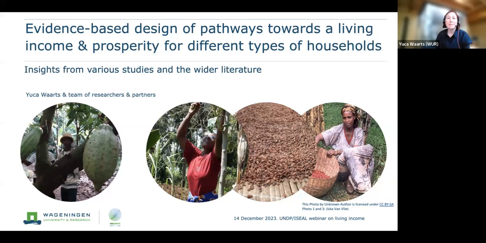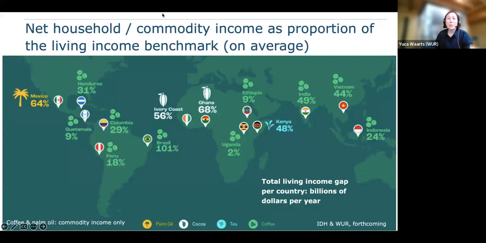Next slide, please. So this is a visual based on data, not necessarily from our own research. It's actually compiling different studies in one visual, which we've done together with IDH. And I saw IDH in the group, in the participants also. This visual shows the proportion of income that households earn compared to the total living income benchmark. So for instance, if your living income benchmark is $4,000 per year and you earn $2,000 per year, then the figure would be 50%, just to be very practical.